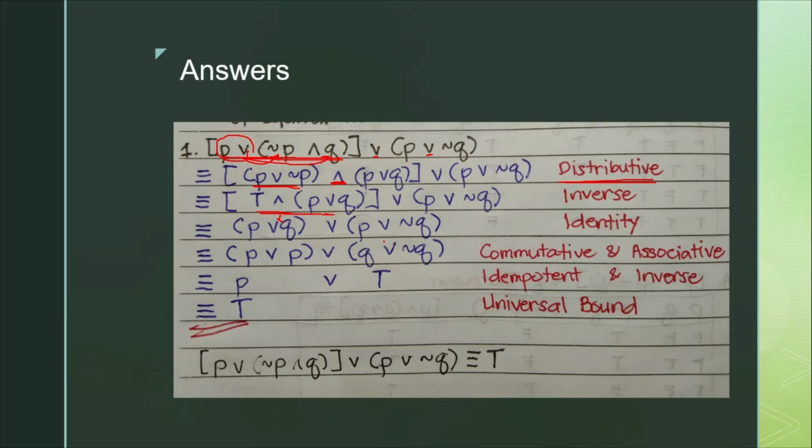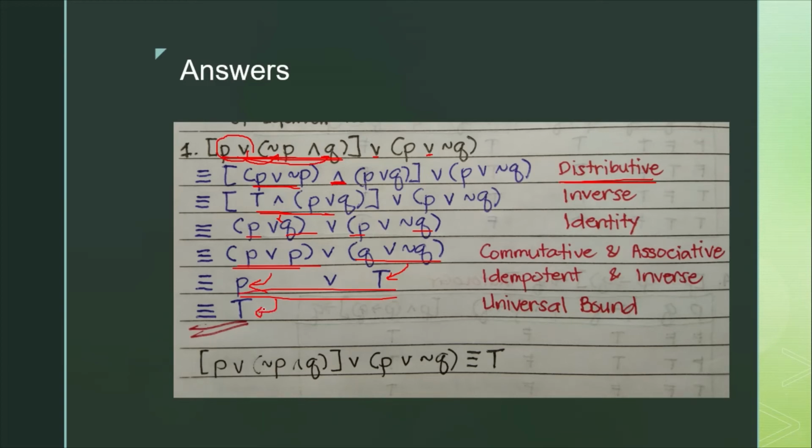Now, as you can see, you have the same operators, the same connectives, so we can use commutative and associative. Now we can group P and P, and Q and not Q, because we know there is an identity for an atomic statement and its inverse or negation. So after grouping using commutative and associative, P or P using idempotent is just equal to P. Q or not Q using inverse is just equal to T. Then again using universal bound, the resultant is just equal to T.